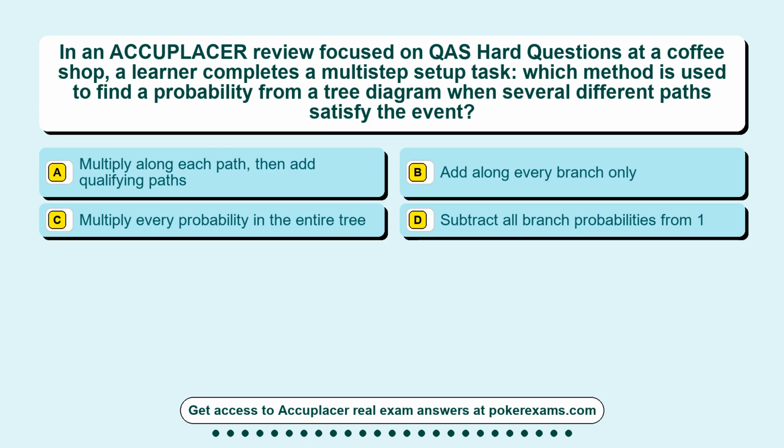Question 18. In an ACCUPLACER review focused on QAS hard questions at a coffee shop, a learner completes a multi-step setup task. Which method is used to find a probability from a tree diagram when several different paths satisfy the event?